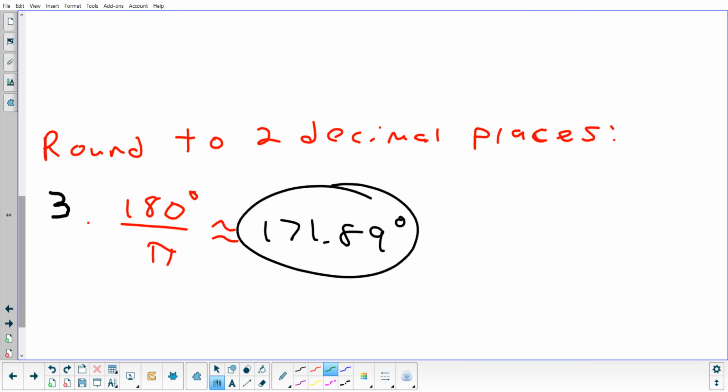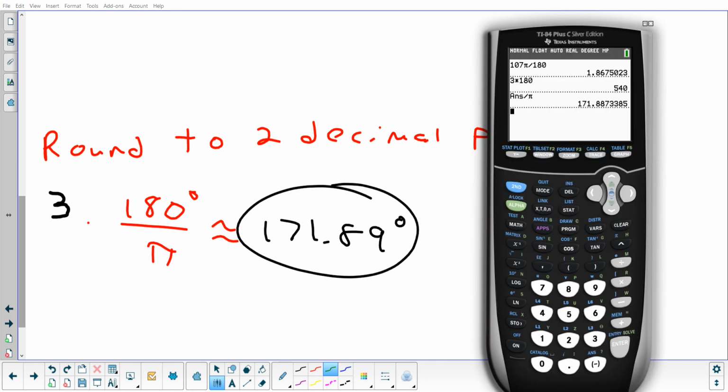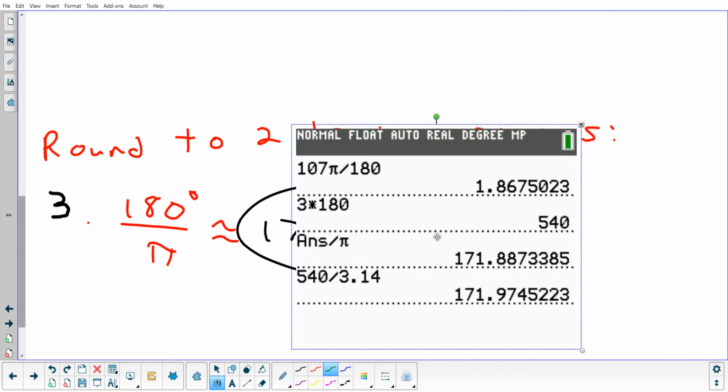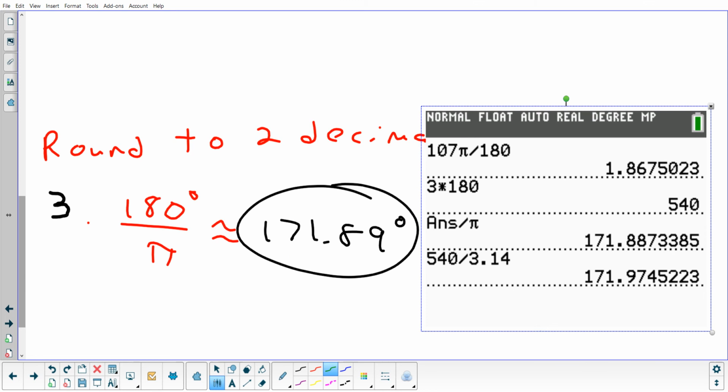Now, let's do 3.14 instead of pi. So take 540, which is 3 times 180, and divide by 3.14. To two decimal places, did I get the same thing? No, it's not even like I got 171.88 and 0.87. I got 171.97. That's not the same thing. So if I'm looking for you to go to two decimal places and you didn't use the pi, that would be wrong. Okay? So just make sure you use the pi button.